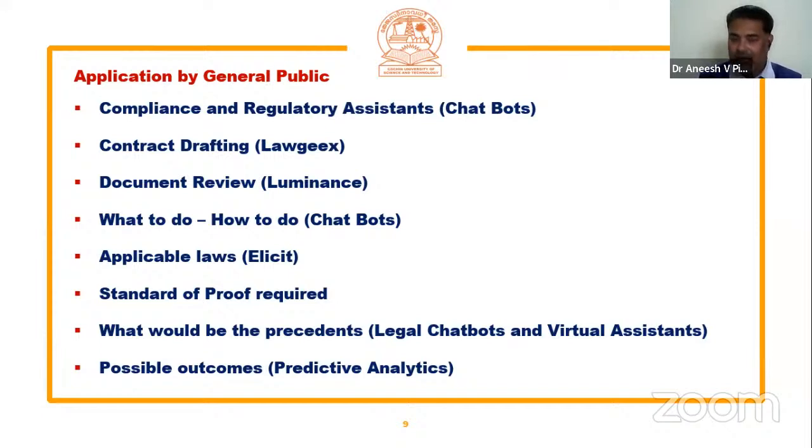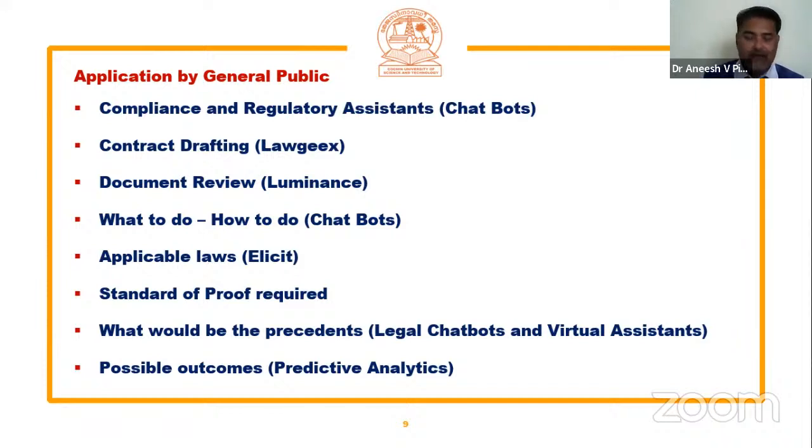You just give your idea, and this AI tool will draft a proper contract, and that language will be very clear, not ambiguous, so that there won't be any problem in future. Then documents review. That is another important thing which the public requires.